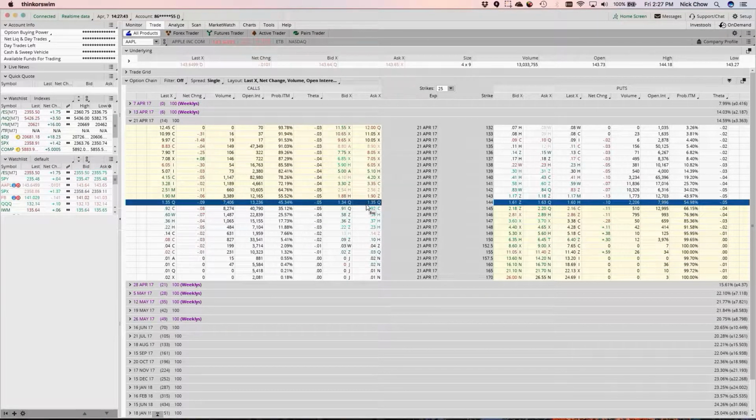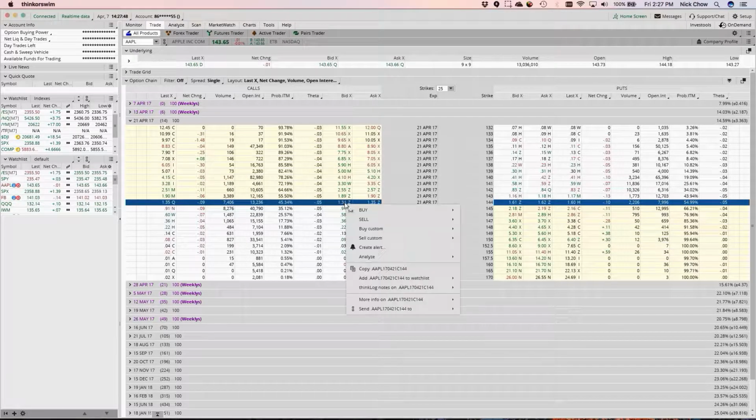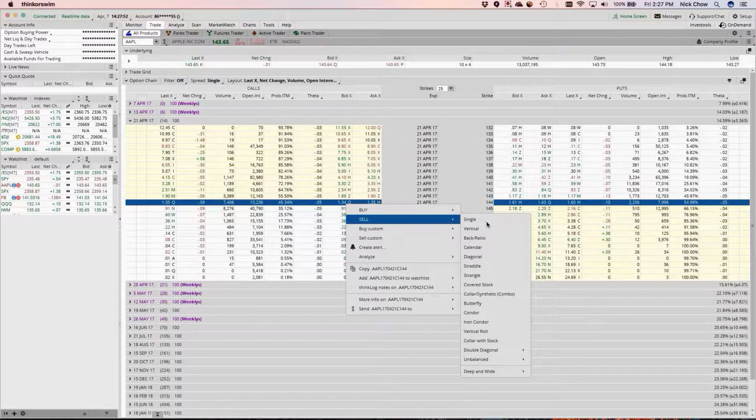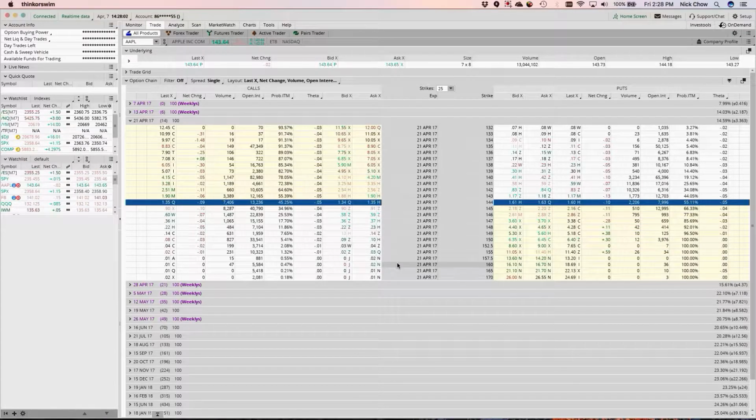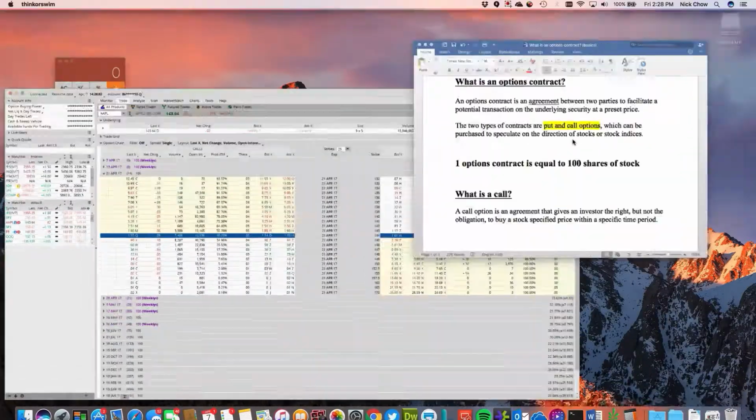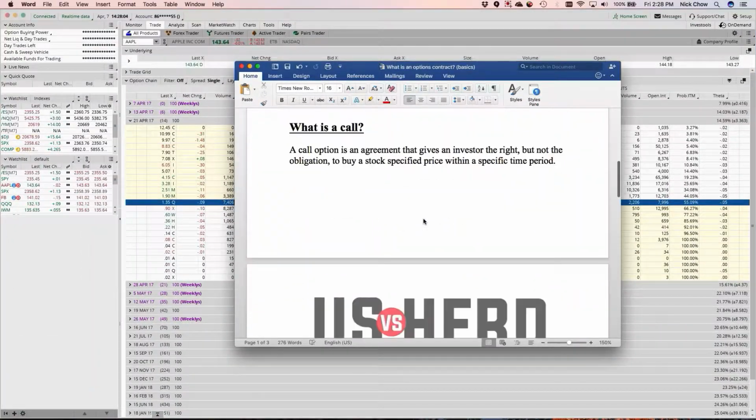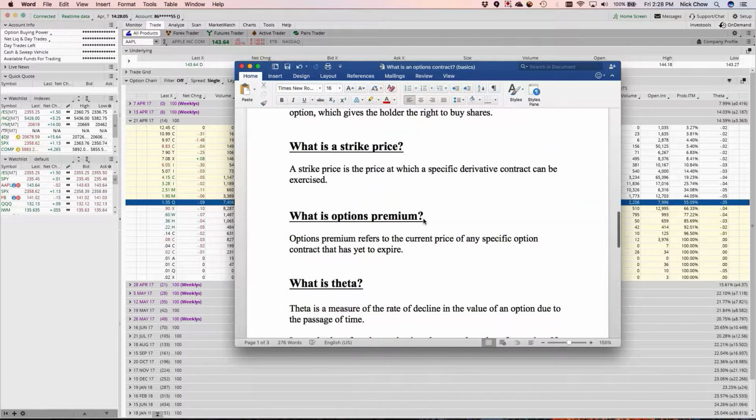Let's give you an example here. You could purchase a single option, you could purchase a vertical, you could purchase a strangle, but those are a bit more advanced techniques. I just wanted to go over the basics of options, premium, what is an options contract, what does it do, and what does it mean when you become in the money.